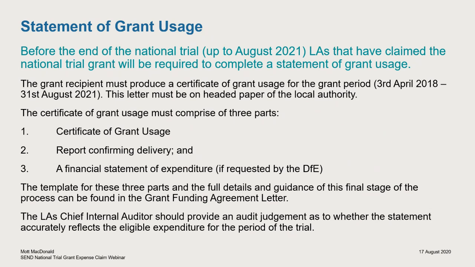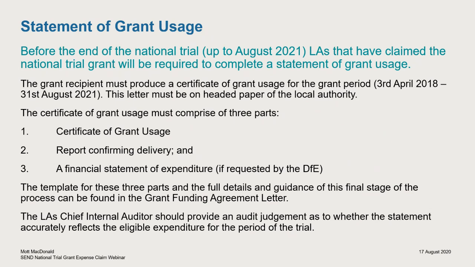The certificate of grant usage must comprise 3 parts. That's A, the certificate of grant usage, B, the report confirming delivery, and C, if requested by the DfE, a financial statement of expenditure. The template for these 3 parts and the full details and guidance of this final stage of the process can be found in the grant funding agreement letter, which you can find on the online toolkit. When reproducing the statement of grant usage using this template, it must be reproduced on headed paper of the LA.